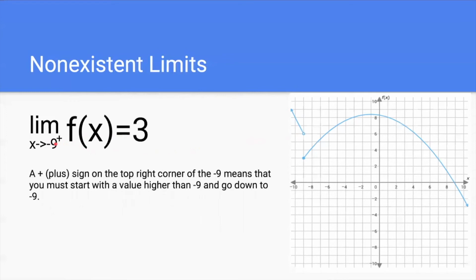And similarly, if you replace the minus sign with the plus sign, that means you must start with a value higher than negative 9 and go down to negative 9. And that means that the limit is equal to 3.